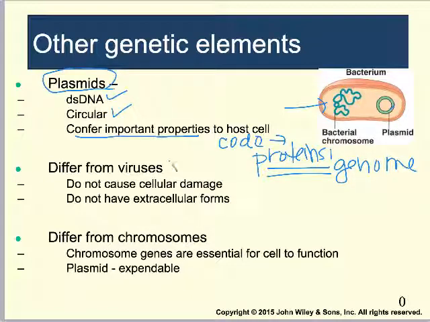Plasmids aren't viruses. They don't typically cause damage to the cell. They don't exist outside of the cell naturally. We can make them and we have them, but it's not like a virus that can hang out and cause an infection. So they're not viruses. They're not chromosomes because they're not essential for the cell to function. A plasmid can be removed. A plasmid can be kicked out, and the bacterium will survive without it.